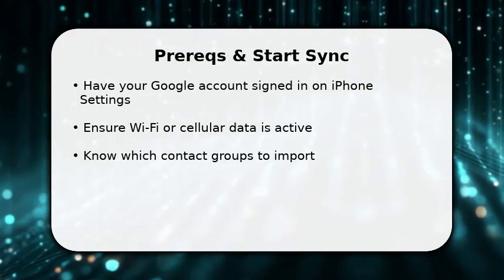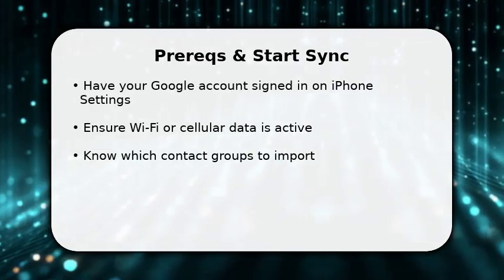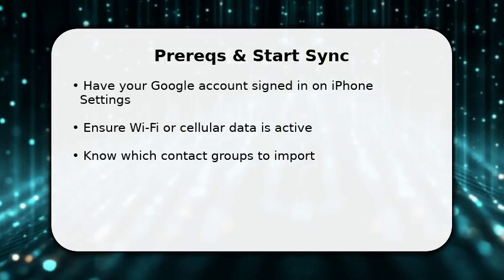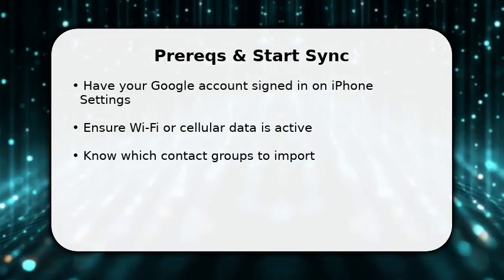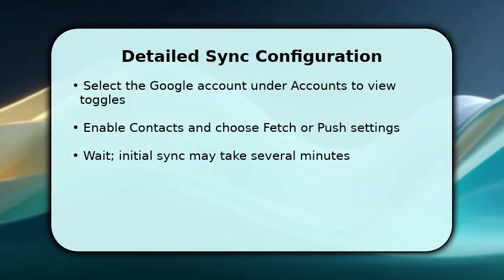This immediate action enables the bridge between Google and iPhone. Make sure Contacts Sync toggle is turned on. That triggers the transfer process in the next steps. Now dive into the middle steps to control how contacts flow.